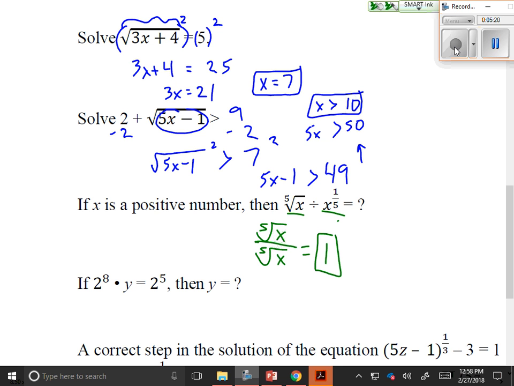On the next one, since this is multiplication, we want to get y by itself. We're going to divide by 2 to the 8th on both sides. Cancel over here. Y would be equal to, you're dividing, you have like bases, you need to subtract the exponents. But my exponent is larger on the bottom than it is on the top. So 1 over 2 to the third.